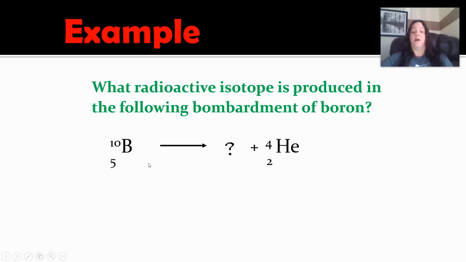So I'm going to do 5 minus 2, which is going to give me a 3. I go to the periodic table. Element number 3 is lithium. And I'm going to do the top number, 10 minus 4, which is going to give me a 6. So I'm going to end up with the daughter being lithium 6. That's all there is to it. You're literally subtracting or adding to find whatever you're missing. Just need to remember where the stuff goes. Remember, the mass number is always going to be on top, and the atomic number is always going to be on the bottom.